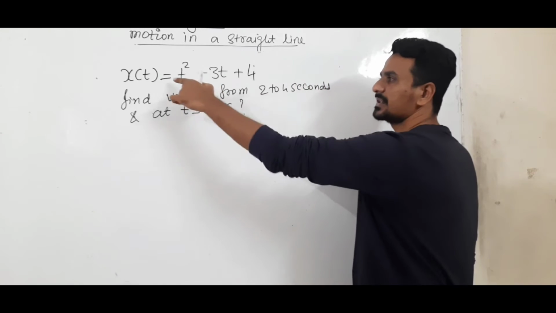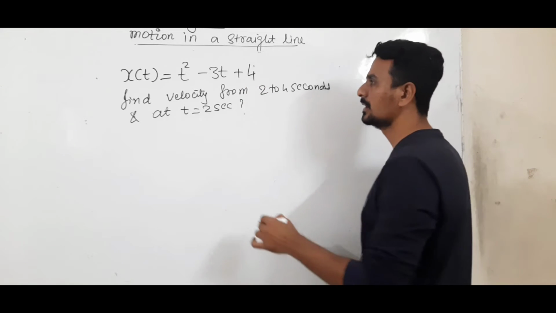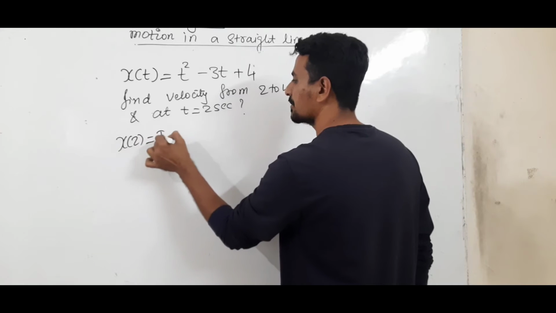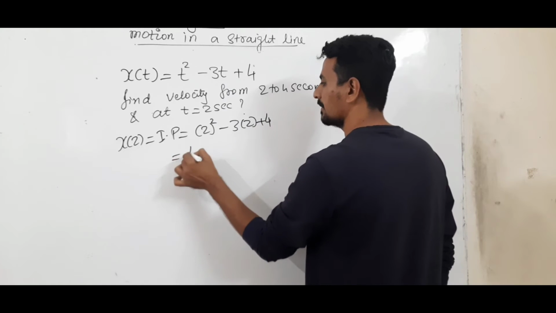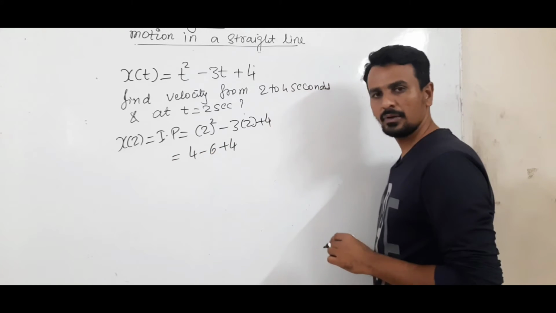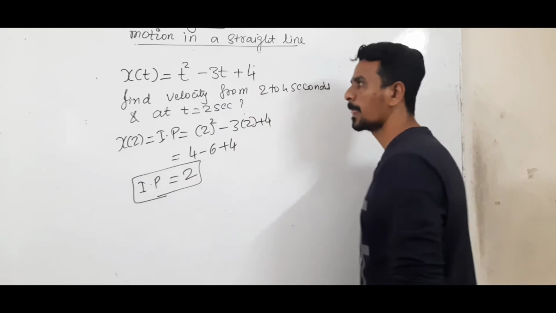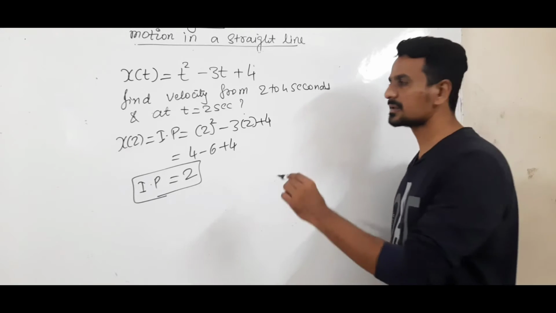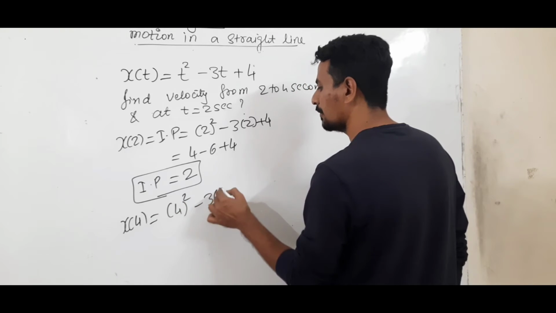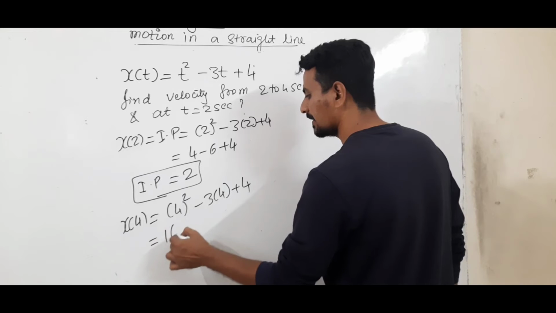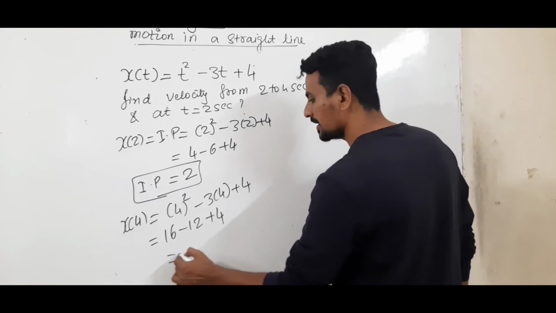So place t equals to 2 in this equation, you will get initial position. Place t equals to 4 in this equation, you will get final position. So x of 2 will give me initial position. 2 square minus 3 into 2 plus 4. This will be 4 minus 6 plus 4, so this will be 2. So your initial position is 2. Clear? Place t equals to 4. So x of 4: 4 square minus 3 into 4 plus 4. This will be 16 minus 12 plus 4. So the final position is 8.